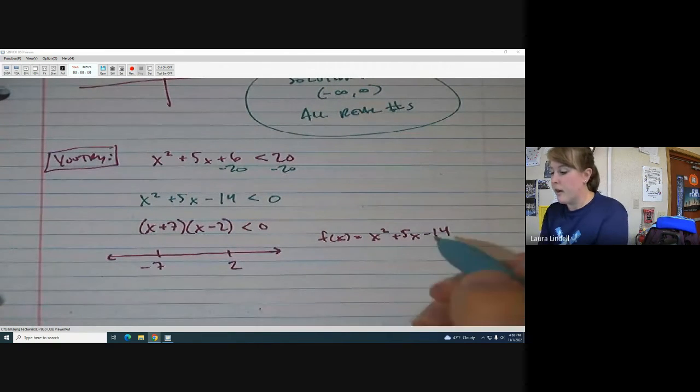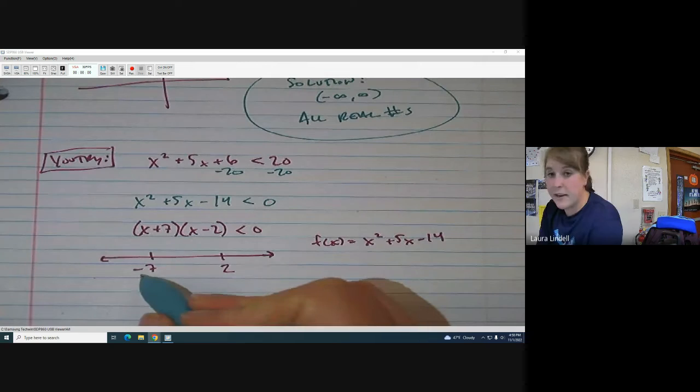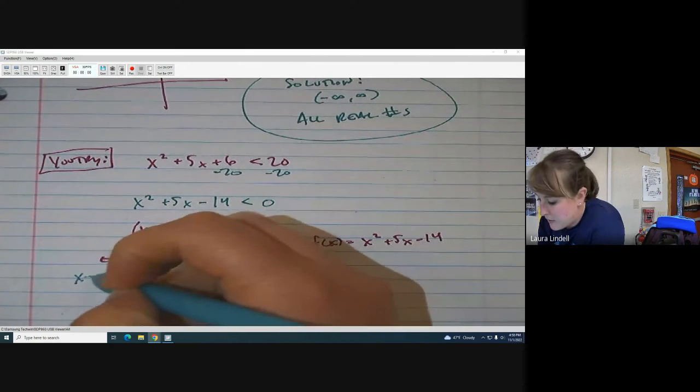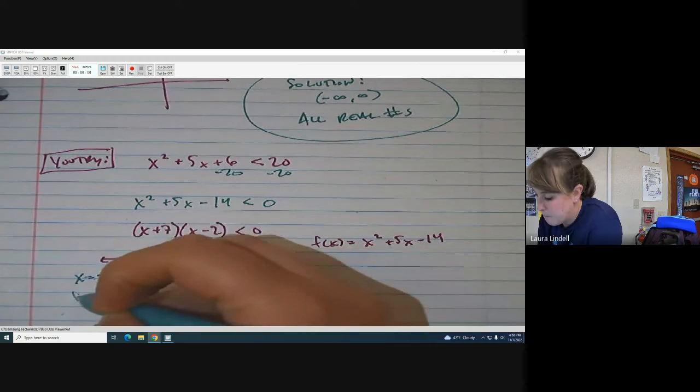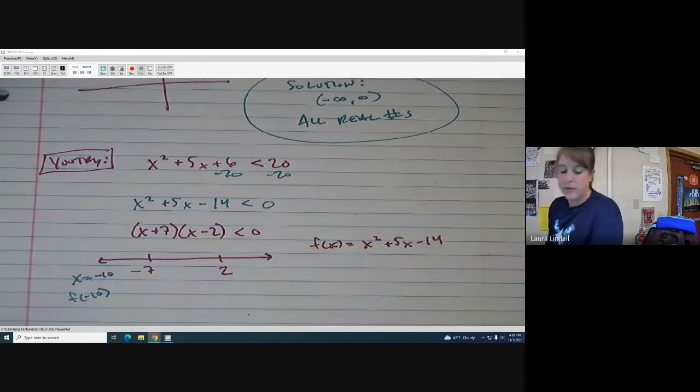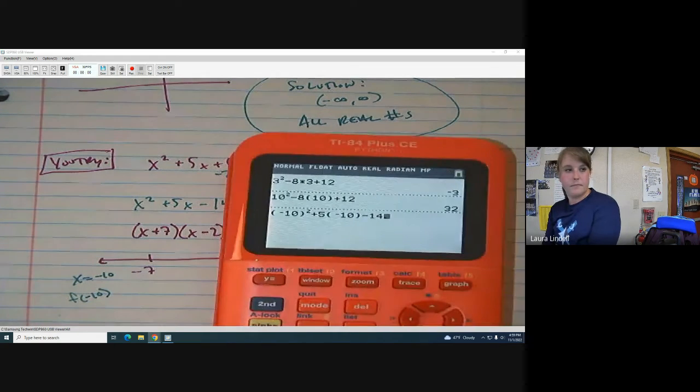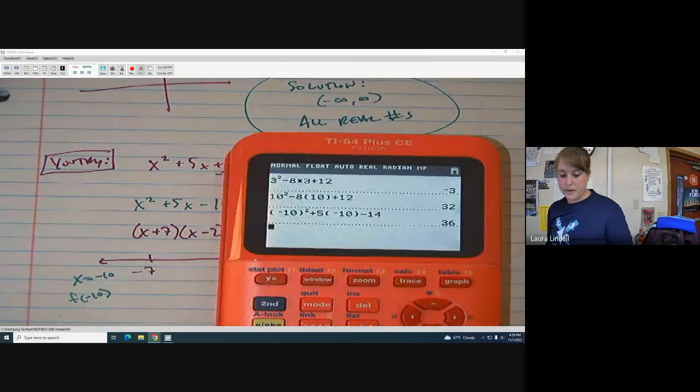Trying different values in there. I need something less than -7. So I'm going to try x is -10 and see what we get. You might have tried something else. As long as it's something less than -7, you're good. So if I stick -10 in, we can go -10 squared plus 5 times -10 minus 14. When we do that, we get 36, which is a positive number. Yeah, that works.